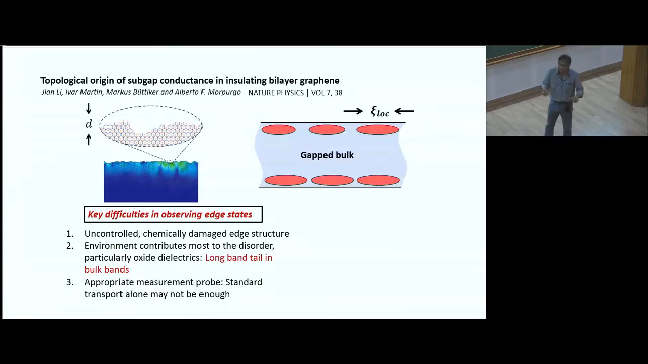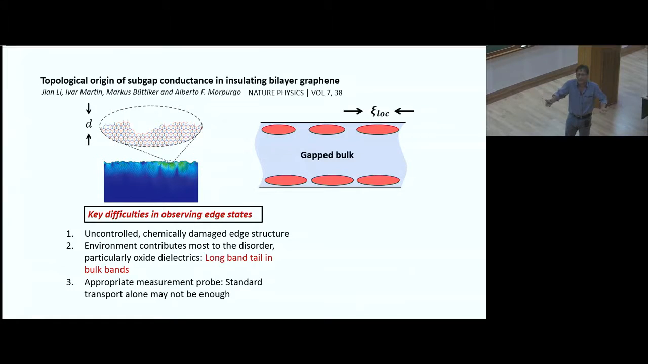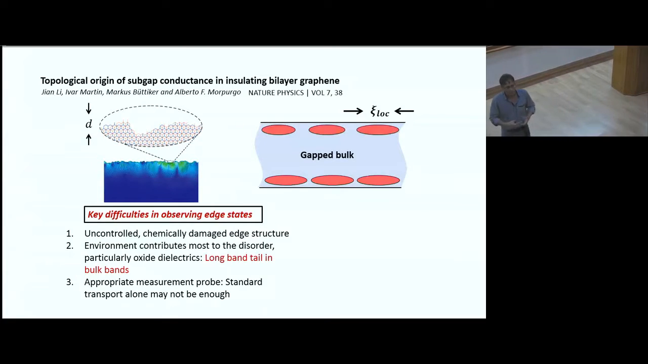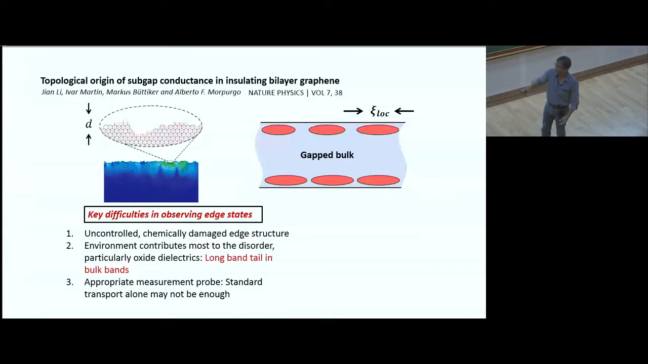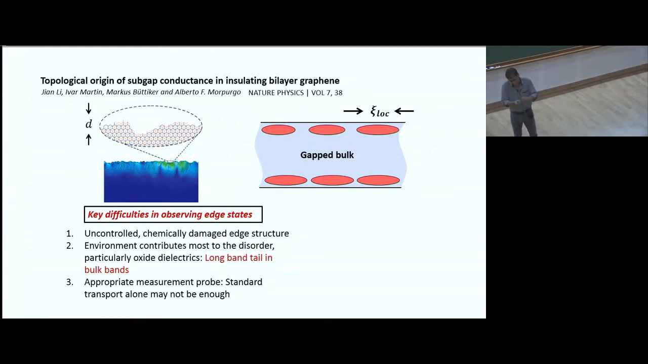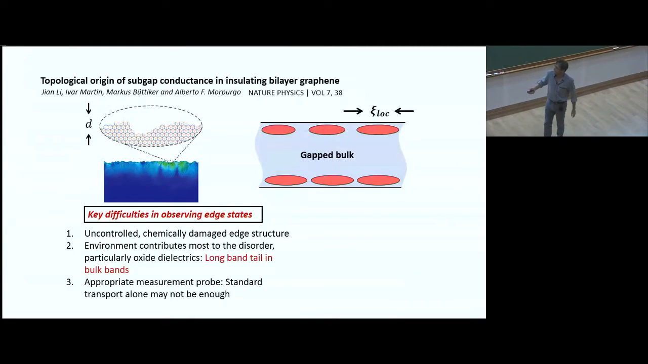These key difficulties are uncontrolled experimentally when we make bilayer graphene. For the edges that we create, we have no control over what kind of edge it comes out as. And also when we make devices out of it, we normally chemically damage the edges. So we don't have control over whether it's zigzag or armchair. Environment contributes hugely to disorder. So bilayer graphene itself is a disordered quantity, and it has a long band tail, which is a problem. I'll show you in a minute. And also the kind of techniques we use to probe these edge states may not be completely adequate yet.